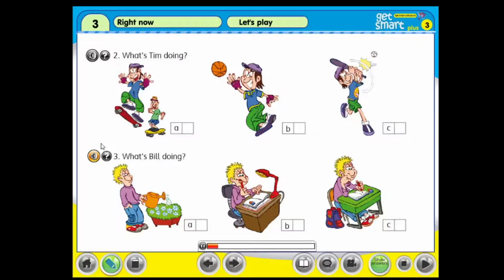What's Bill doing? Is Bill at home? Yes, he is. Is he doing his homework? No, he isn't. He's watering the plants.